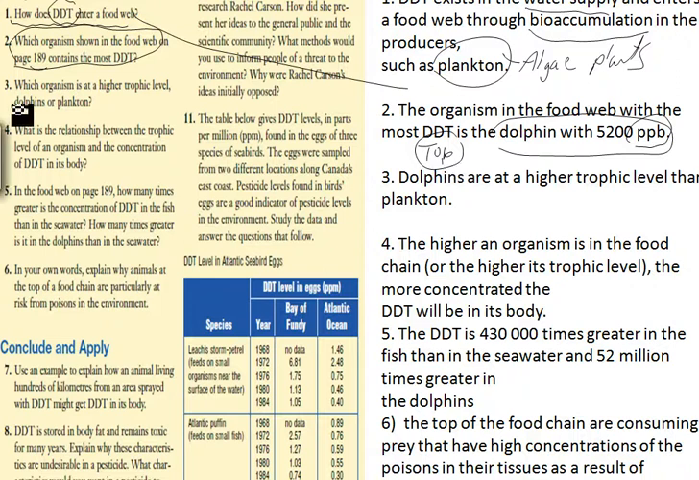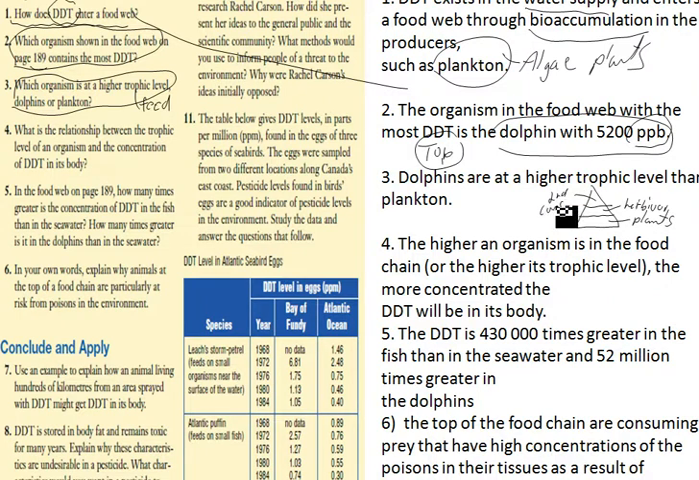So number 3, which organism is on the highest trophic level? Trophic is the feeding level. So when we make a food pyramid, plants are at the bottom, and then the next trophic level are the herbivores, and then we get secondary consumers and so on. So these are trophic levels, and dolphins are at the highest. Plankton would be down here. There's plankton.